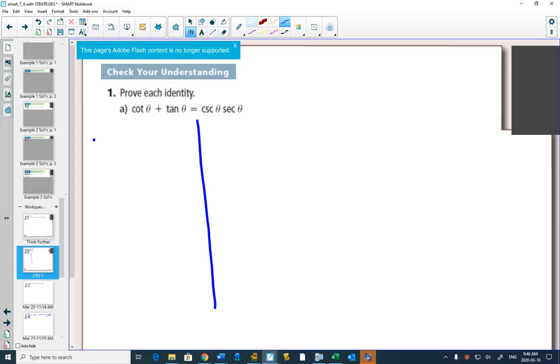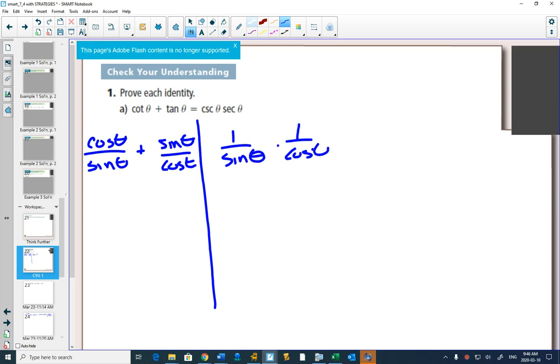So cotangent, cos theta over sine theta. Tangent, sine theta over cos theta. Cosecant, 1 over sine theta. Secant, 1 over cos theta. Multiply fractions. I have a single fraction on the right-hand side already. What would I have to do to get a single fraction on the left-hand side? I need a common denominator. How do I add fractions? Common denominator. So this one needs to be multiplied by cos and cos.